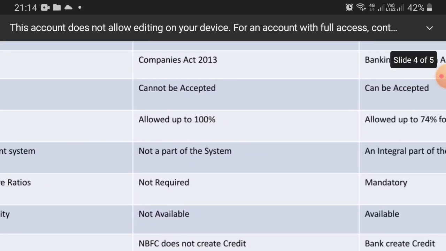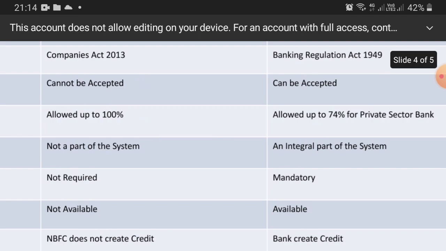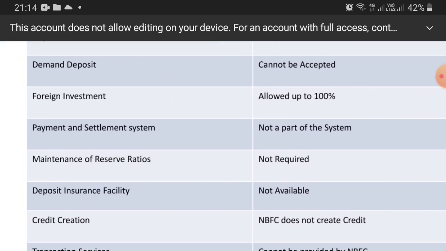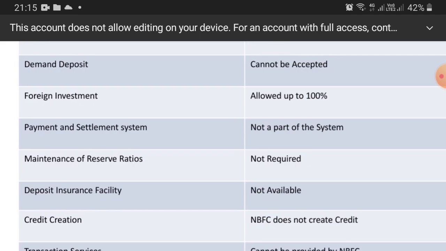Demand deposits. Only banking institutions, that is the pure banking institutions, can accept deposits, whereas NBFCs cannot accept. Foreign investment. Banking institutions will provide only up to 74% for private sector banks, whereas NBFCs will provide even up to 100% of the foreign investment.